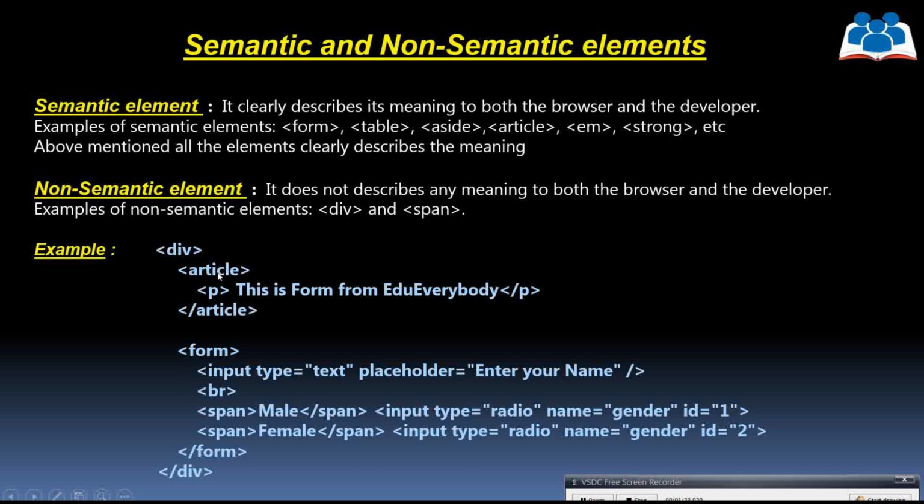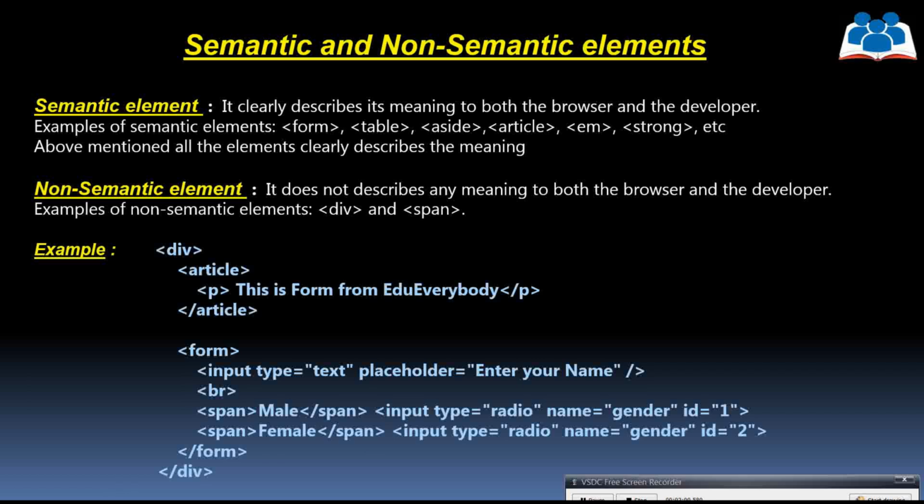So this is semantic, and this describes that it is article, and it is form tag which gives you a form, and this is input tag. This also describes that this is input element where you can input your name. This is span tag, it is not describing you anything. This is input tag and type is radio, so it is describing that I am a radio button. So I hope you are clear with all these terms. So simply, semantic are the elements which describe its meaning, and non-semantic which does not describe its meaning.